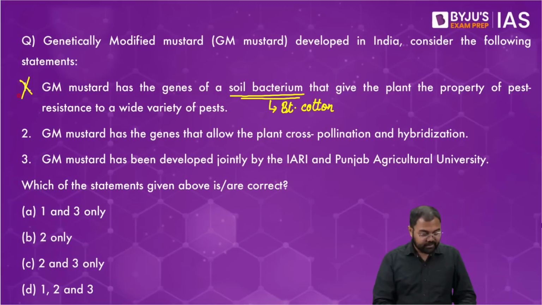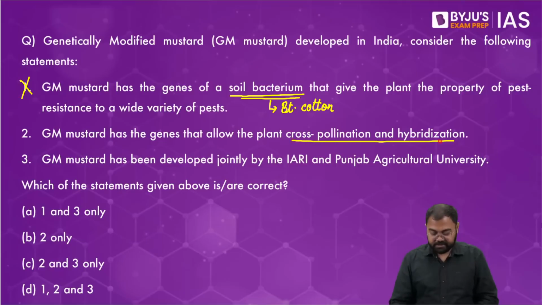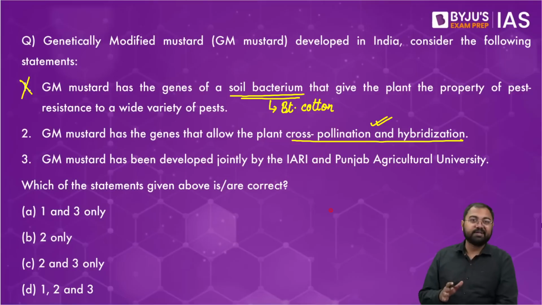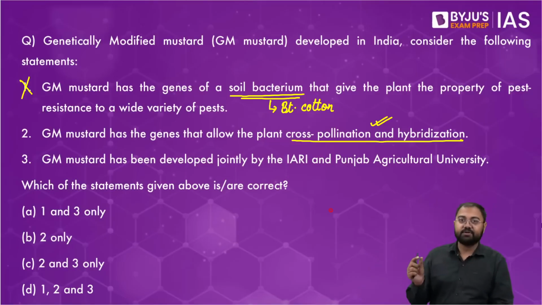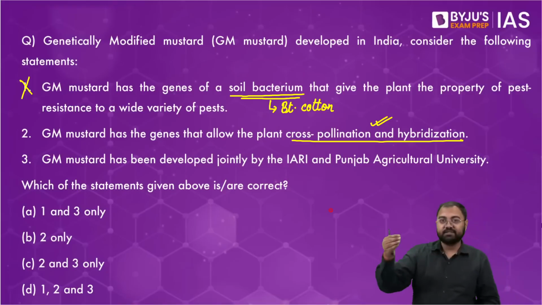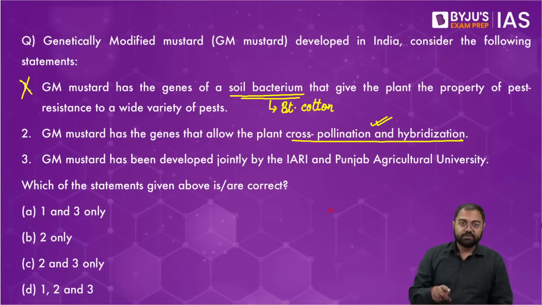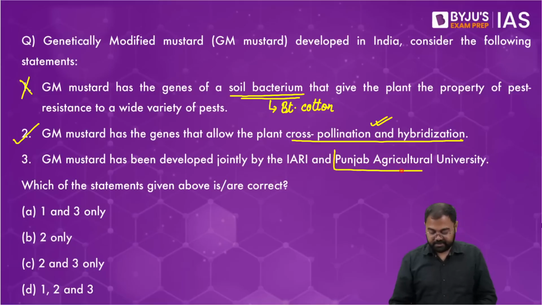So this is wrong. GM mustard has genes that allow the plant's cross pollination and hybridization. Now this is correct, and this was also raised as a concern, because cross pollination and hybridization is possible here, so it may so happen that the genes you have in this DMH11 might also get transferred to some of the other plants in nearby areas. So what if there is any negative impact on the other crops? That also was raised as a possibility. So that's correct. GM mustard has been developed jointly by IARI and Punjab Agricultural University.